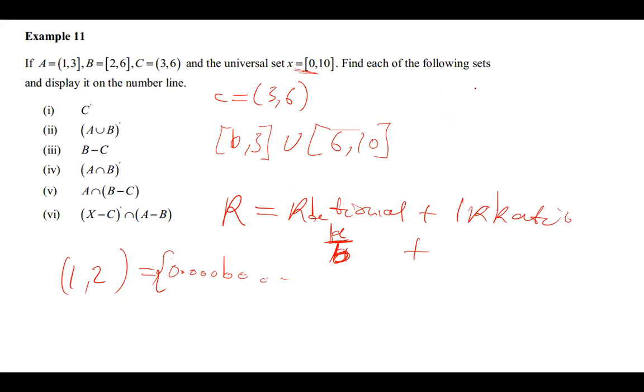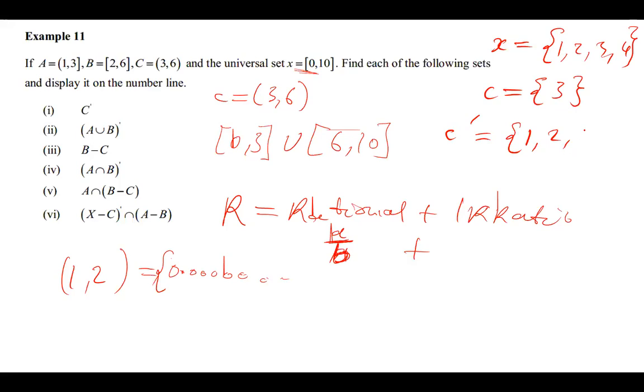But if we had sets like, for instance, the universal set was x is equal to, and then we have this kind of a bracket, and then you have 1, 2, 3, 4, and then you close the brackets. And then, if they said c is equal to 3, and then they ask us to list c complement, c complement will simply be the numbers that are not in c, meaning we just list 1, 2, and then we skip 3, and then we put 4 there. That's what it means if they are using this kind of brackets.